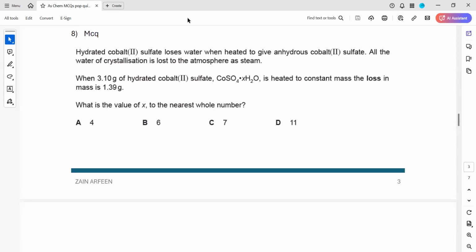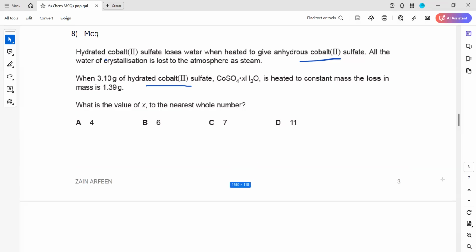Question 8. Hydrated cobalt(II) sulfate loses water when heated to give anhydrous cobalt(II) sulfate. The water of crystallisation is lost to the atmosphere as steam. 3.10 grams of hydrated cobalt(II) sulfate is heated to constant mass. The loss in mass is 1.39 grams. So the mass lost is 1.39, meaning the mass of the steam, or the mass of the water which is lost, is 1.39.